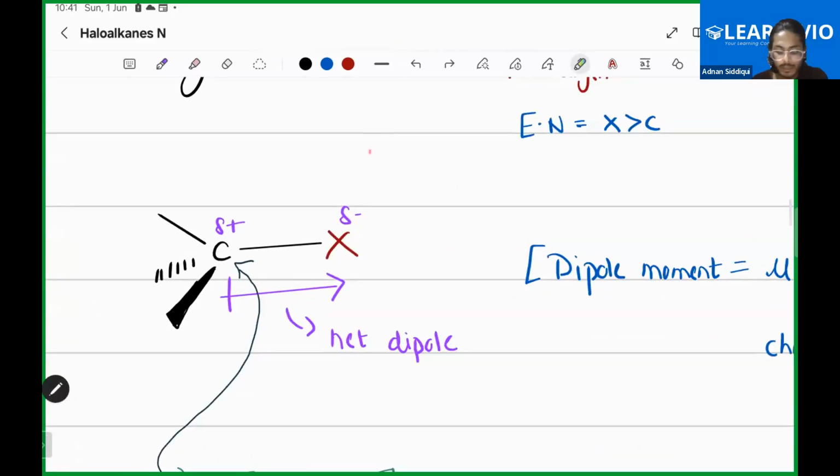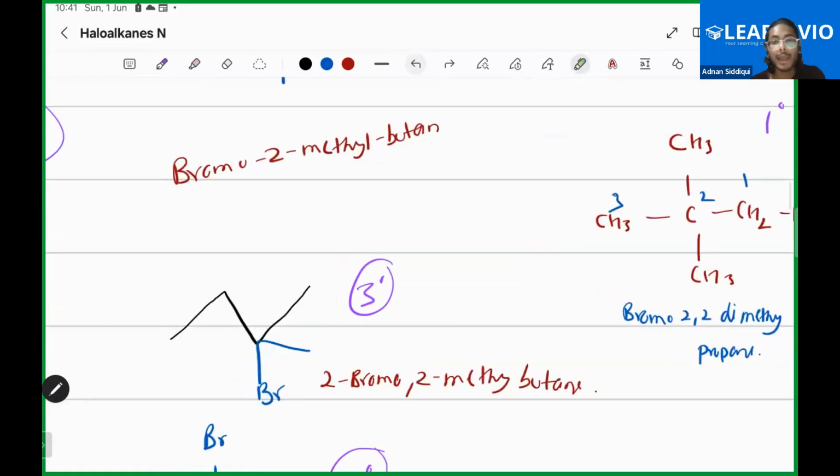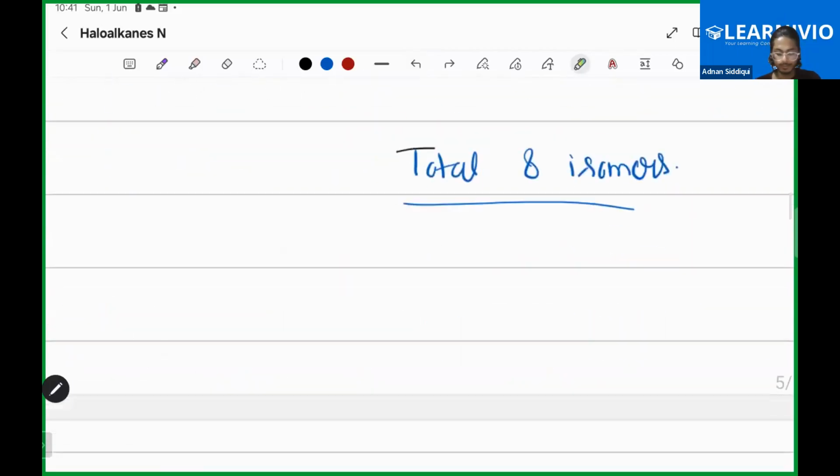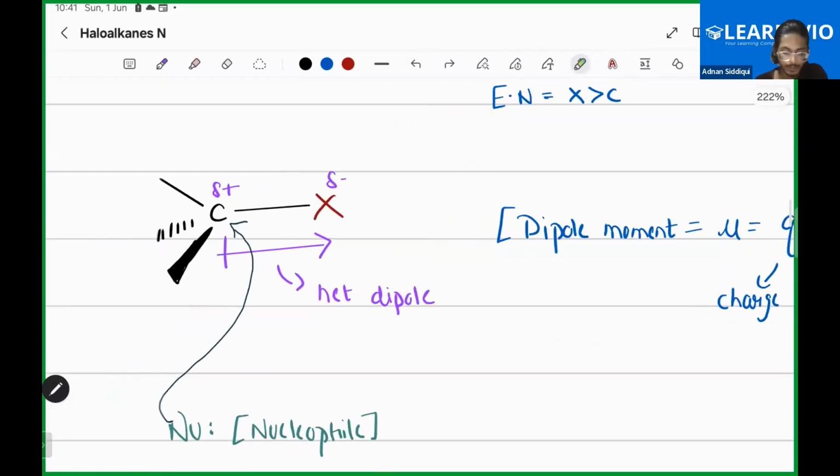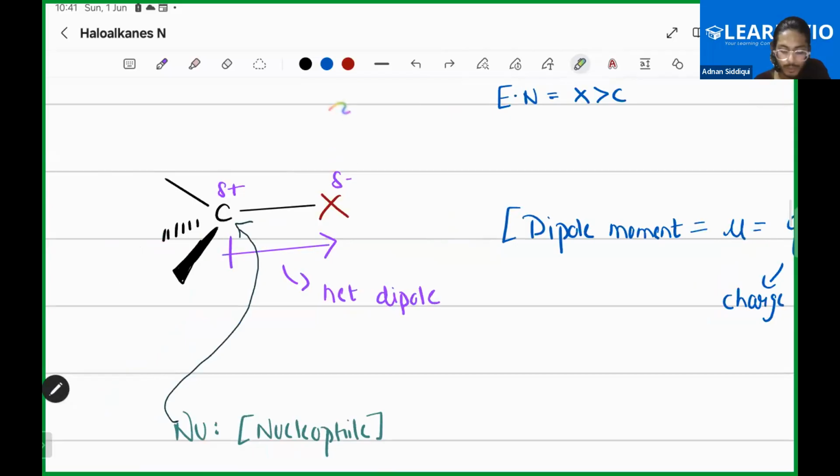Whenever we are using this partial term, we are not actually breaking the bond. Suppose you are using this partial sign, that means you are not breaking the bond. This partial charge is just due to the electronegativity. But on the other hand, if you are writing it like this, X and negative, that means you have broken the bond.